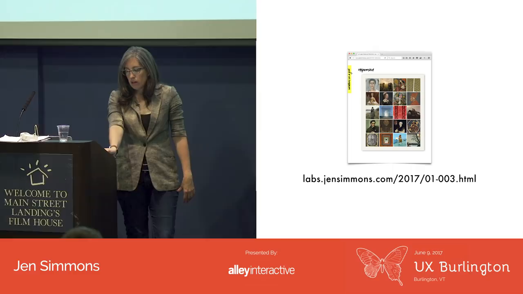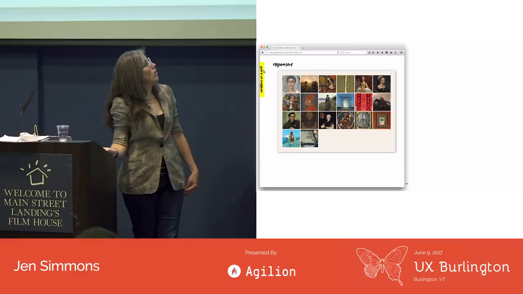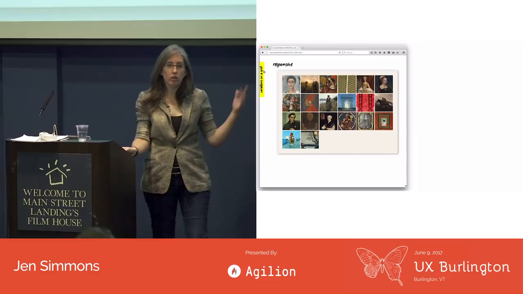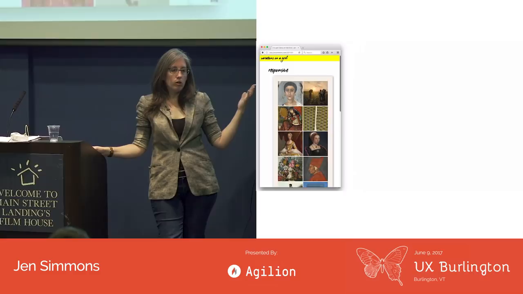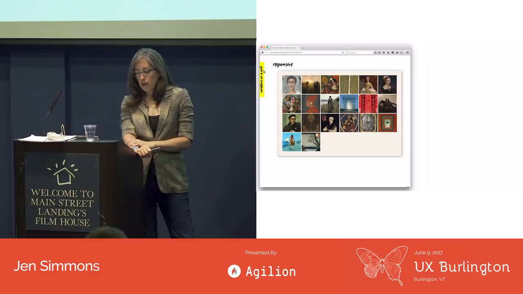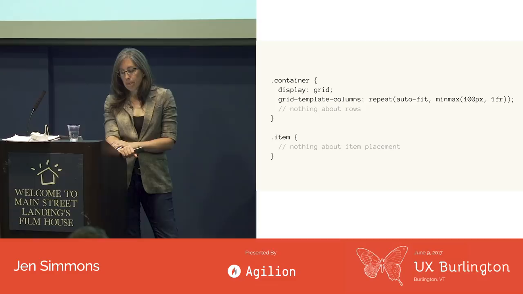So here's an example of min-max in action. Here's a classic: all the boxes are the same size. If you've written CSS and you've done this with media queries and percents, then you're familiar with how this is done. It's quite a bit of code. In grid, it is two lines of code. That entire layout was accomplished with two lines of code. There's a container, and then there are items.